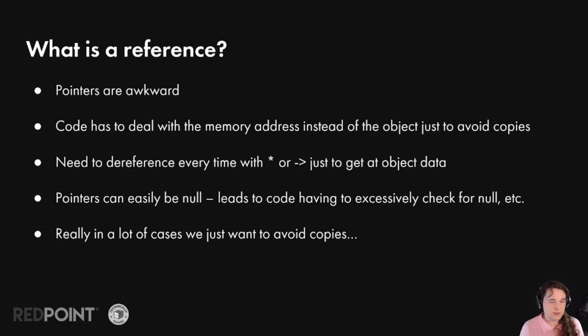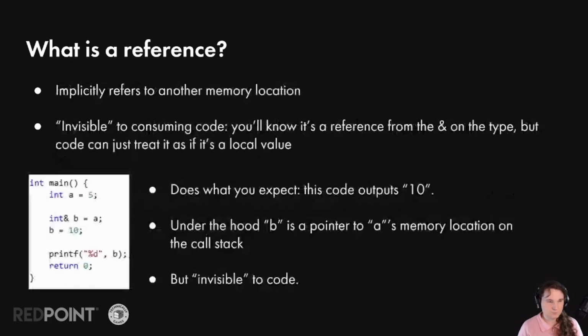Pointers can easily be null. You can set them to null pointer, and then you've got code that has to check for null constantly, right? Because these things could be null. And really, in a lot of cases, we just kind of want to avoid copies. We just don't want to be copying when we call into every single function.